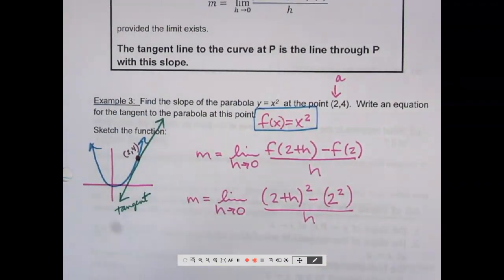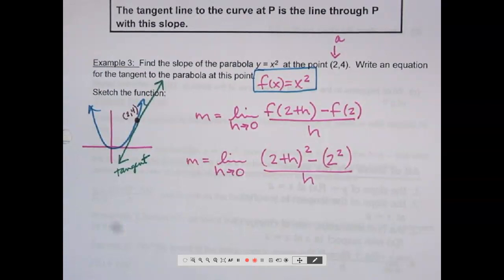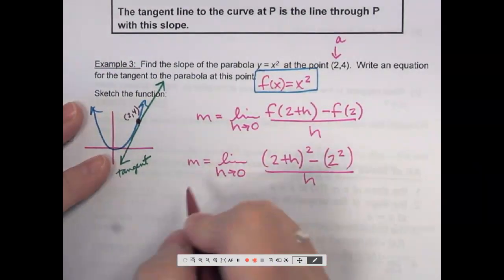So whatever your function rule is, that's what you're doing to the things that you're subbing in. Okay? All right, now (2 plus h) squared, true or false, is 4 plus h squared. I'm going to kick you back to Algebra 1 if you tell me that's true. We have to FOIL it out, don't we?